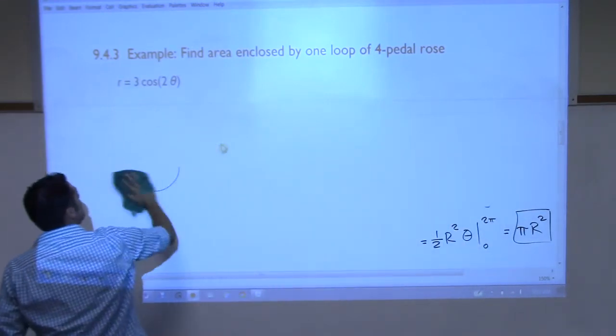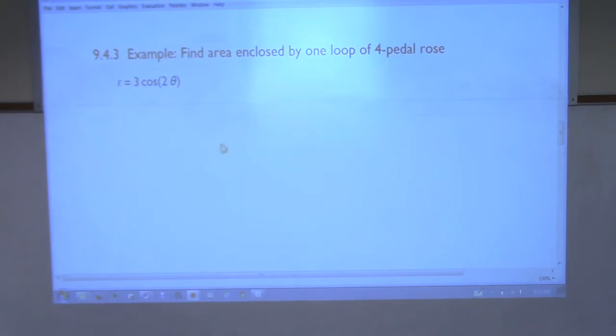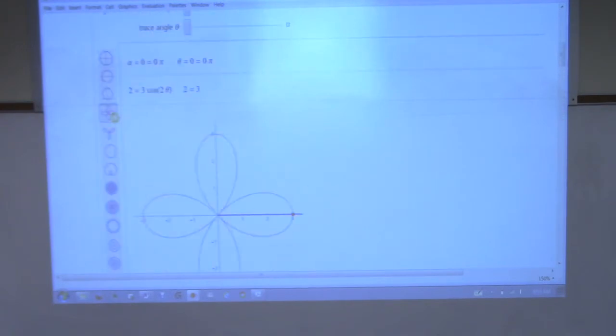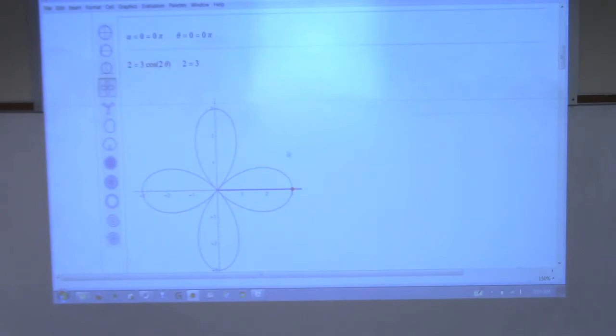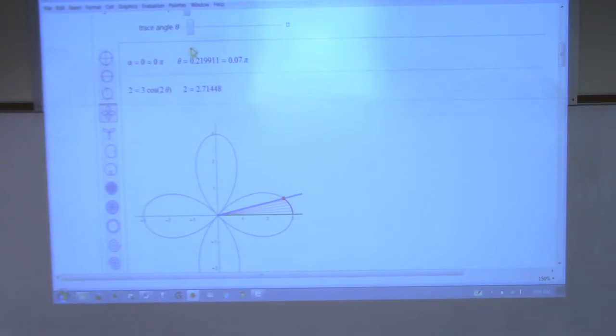Find the area enclosed by one loop of the four-petal rose, r equals 3 cosine 2 theta. So I have up here the graph of this. Now, this little interactive thing you're seeing up here is not mine. I don't want to take credit for it. But it's really cool. I found it online. Wolfram has a place where people share stuff, and someone had created it. They illustrate how it sweeps out the area. So we want the area of one petal.